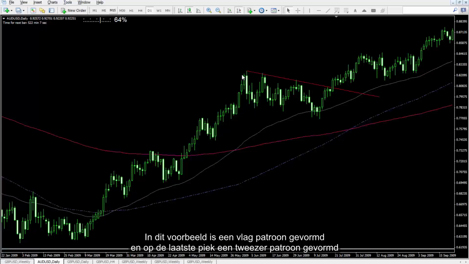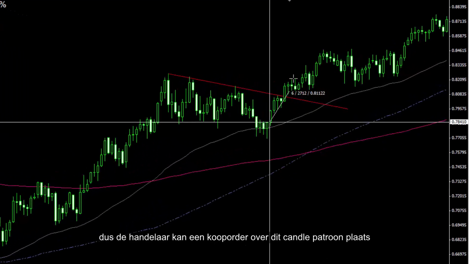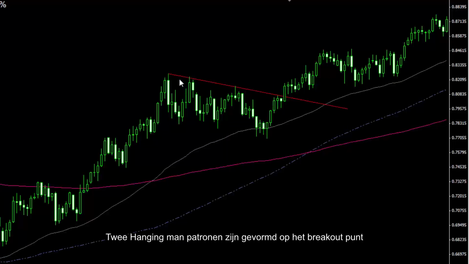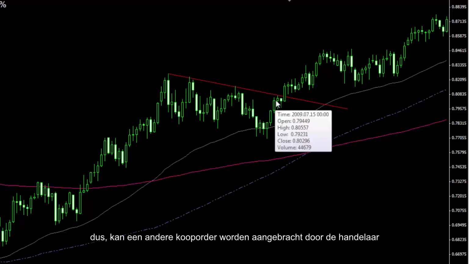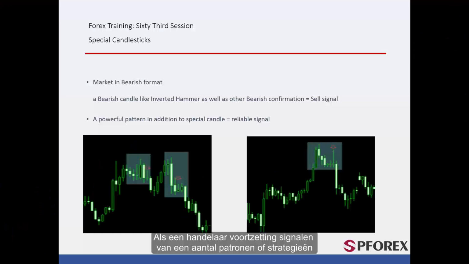In this example, a flag pattern has formed, and on the last peak a tweezers pattern formed. So, a trader could place a buy order over that candle pattern. Two hanging man patterns have formed on the breakout point. Thus, another buy order could be placed by a trader. Later, another hanging man or hammer has confirmed an upward trend. If a trader detects continual signals from some patterns or strategies, then the mentioned candle pattern can be beneficial for a successful trade.